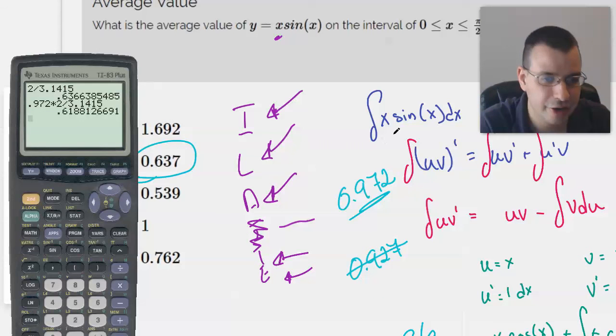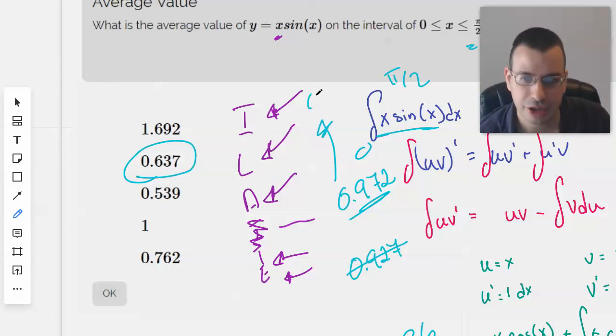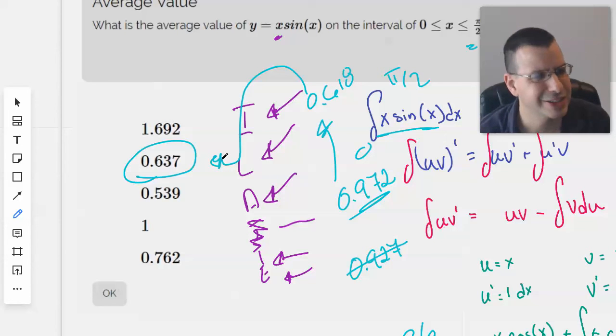So this is the area, the value of this from 0 to pi over 2. And when we divide that by pi over 2, which is our distance, we get about 0.618, which is kind of, sort of, almost 0.637.